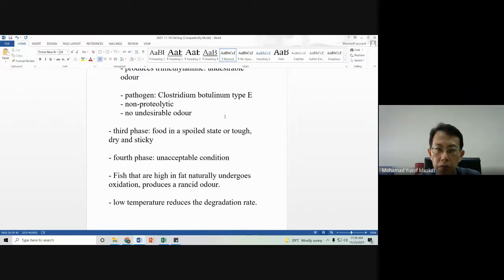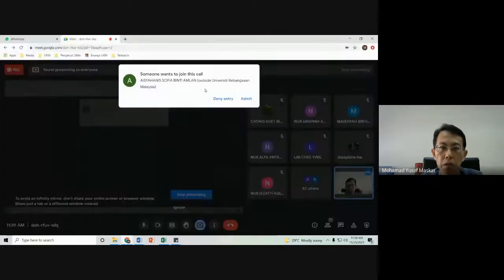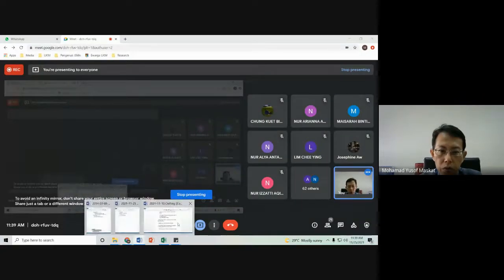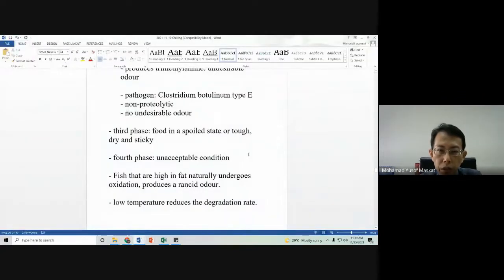The only thing is that the majority of pathogens are proteolytic, as we have discussed previously. Proteo means protein, lytic means cutting. So when protein is being degraded, it produces a very undesirable odor.